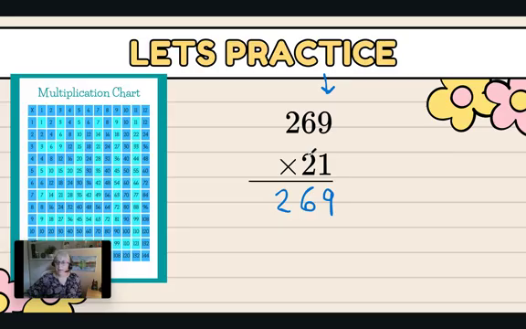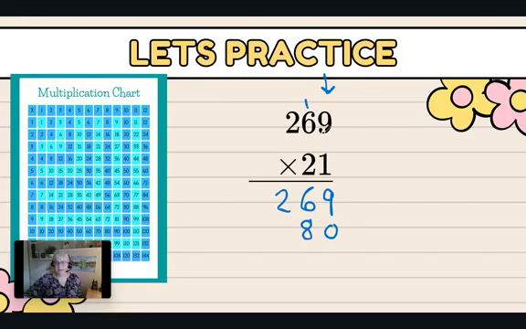All right, now we're going to multiply by the 2, but the 2 actually represents 20. So I have to put a 0 here in the ones place so that I am multiplying by a group of 10, not by ones. And then I multiply the same as I did, but I'm starting with the 2 and the 9. So 2 times 9 is 18. I write down the 8 and I carry the 1.